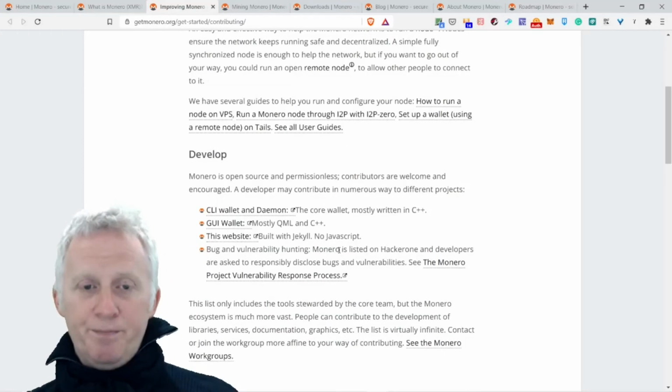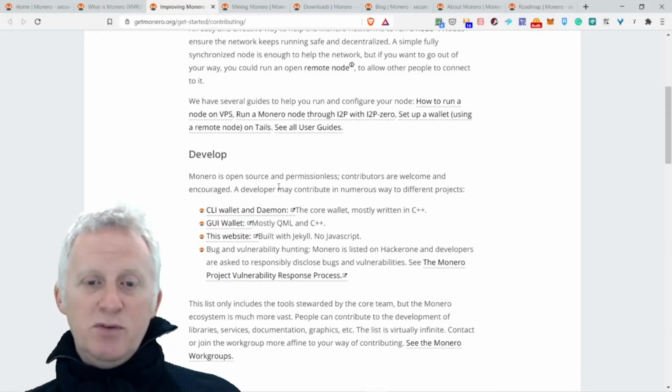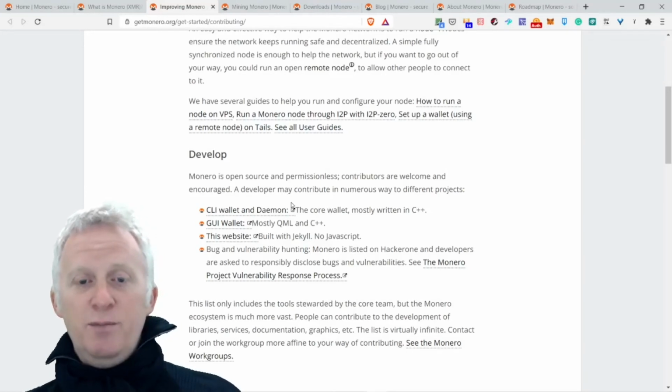This is really cool. If you have the technical skills, you can develop Monero as an open source and permissionless project. Contributors are welcome and encouraged. A developer may contribute in numerous ways to different projects.